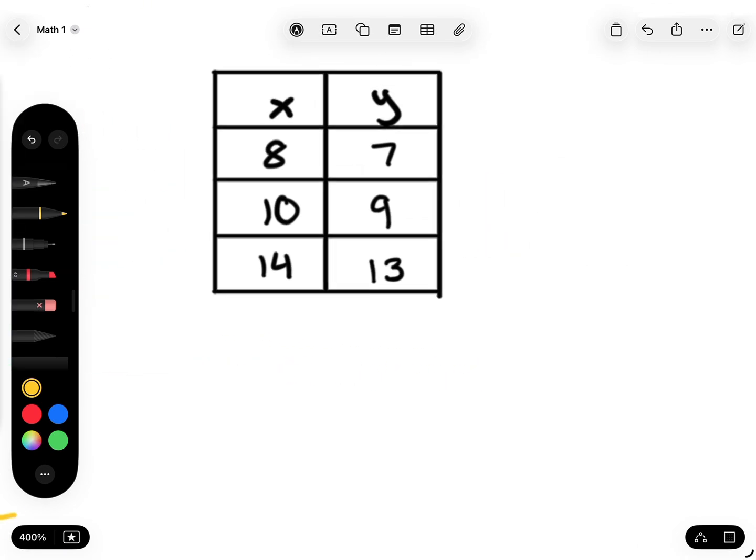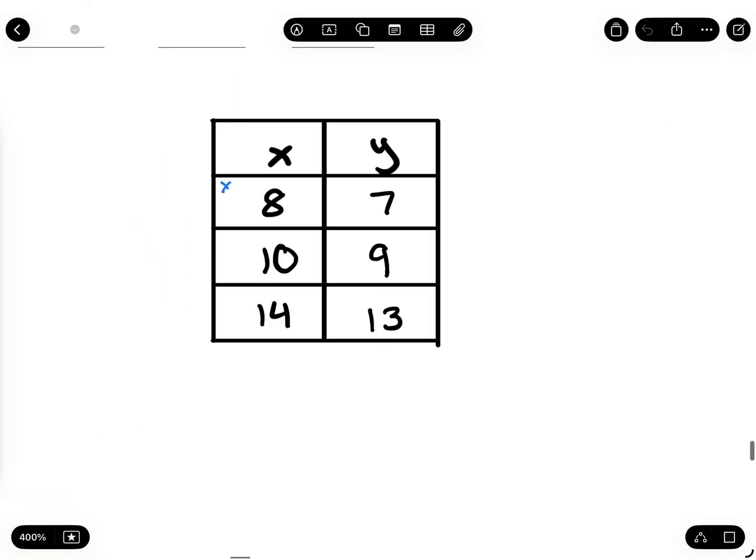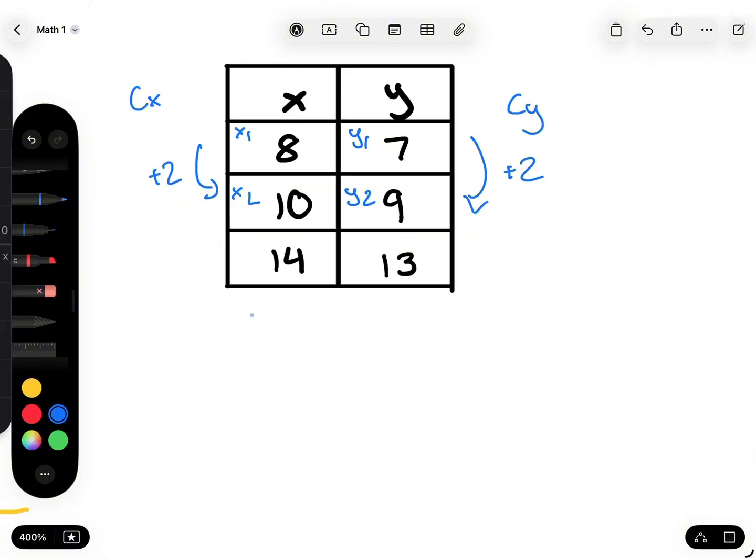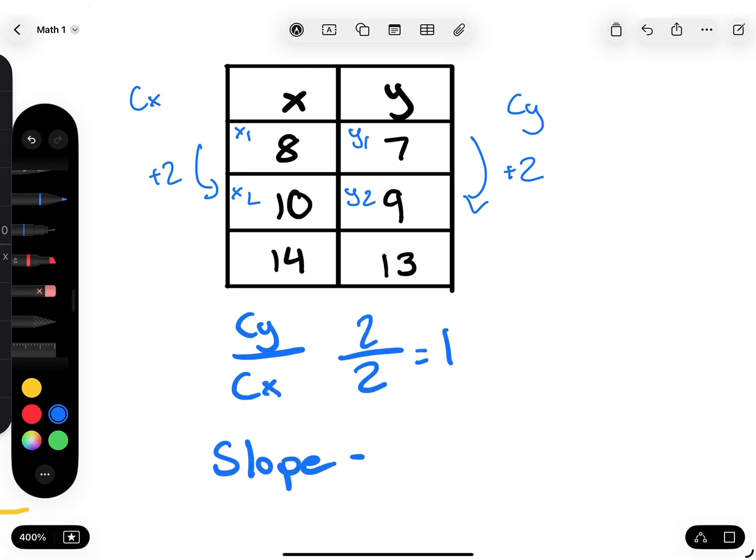And lastly, we have a table. We're going to identify x1, y1, x2, and y2, and we're going to identify the change in x and the change in y. 8 plus 2 is 10, 7 plus 2 is 9. So our change in y, which is 2, divided by our change in x, which is also 2, equals 1. This means that our slope is 1.